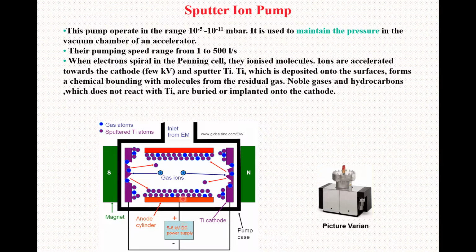The electron spiral and the pinning cell. So what happened with that? They ionize the gas molecule. Here we have the gas molecules represented by the blue dot. So what happened? Electrons spiral in the Penning cells, they ionize the gas molecules. As a result, we have the ions.